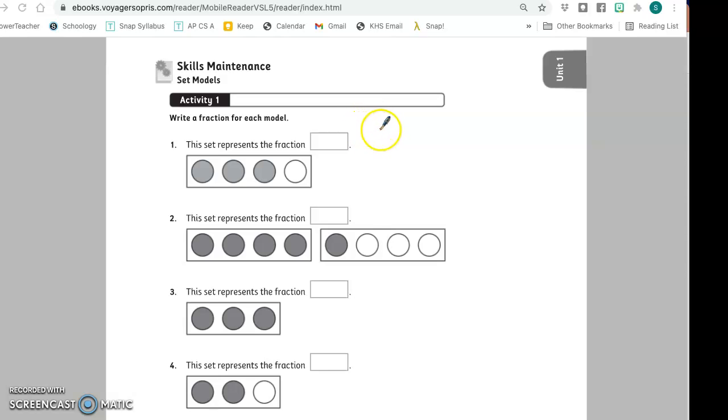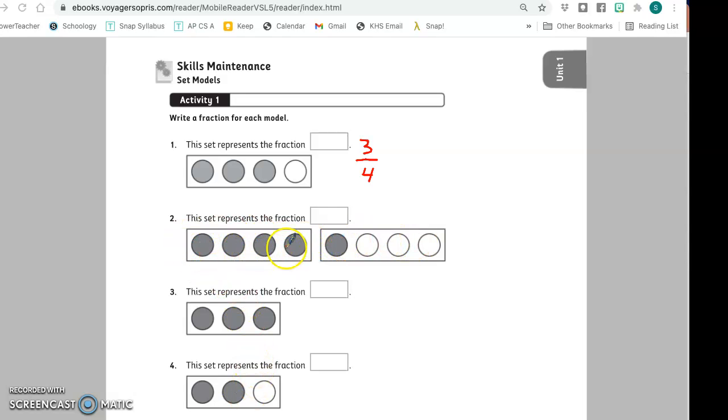Oh, my pen's not lining up first, so we'll see if this works or not. Here's activity 1 for your skills maintenance. Remember we did set models last time, and we have 4 parts here that make up the whole, right? So 4/4 would be the whole here, but they've shaded in 3 of them, so our fraction here is going to be 3/4, right?